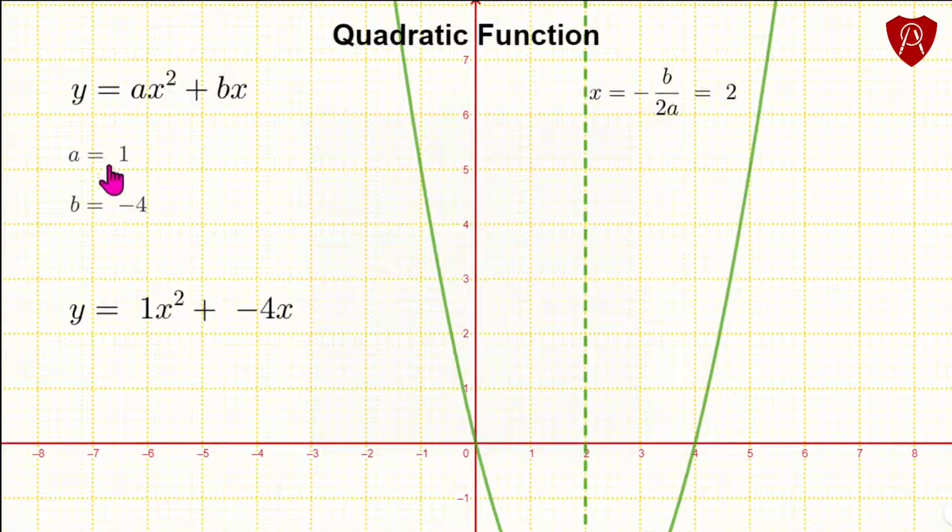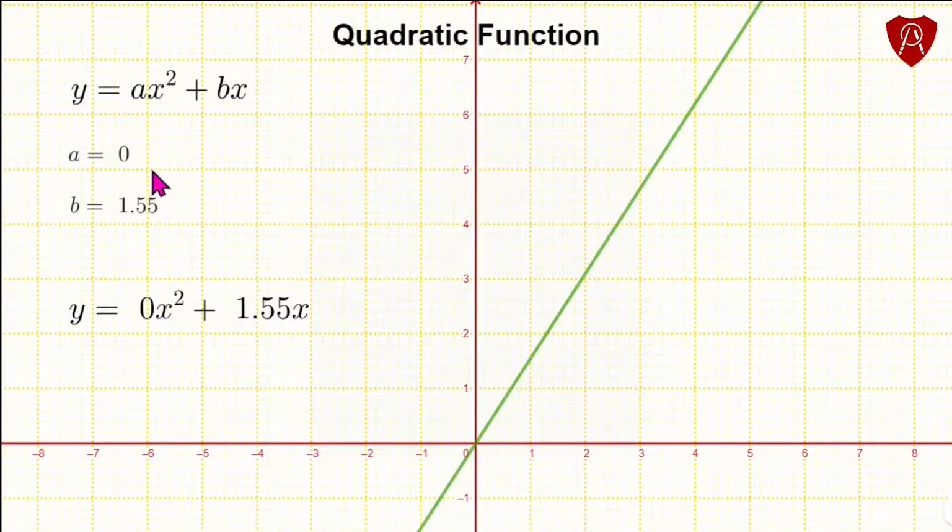If you change a back to 1, the axis of symmetry shifts to x is equal to 2 because negative negative 4 is 4 divided by 2 times 1, which is simply 4 divided by 2. x is equal to 2.